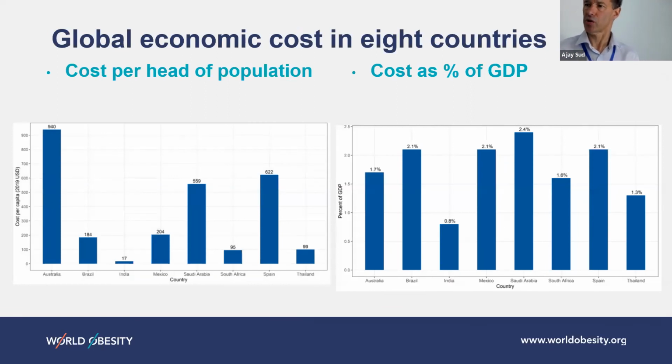And this just shows this across the different countries. So you can see here, we've got Australia, Brazil, India, Mexico, Saudi Arabia, South Africa, Spain, and Thailand. So quite a range of countries here. And you can see that for all of these countries, the cost as a percentage of GDP is around about 2%, being much lower, of course, in India, given that there's probably a lower prevalence, and the cost per head of population is pretty high.